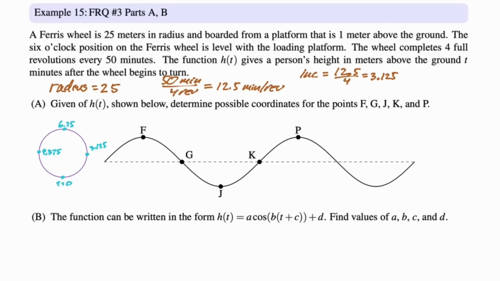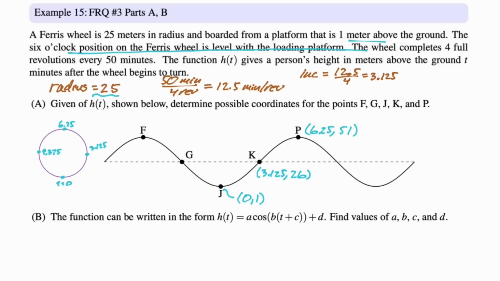I'm now going to take this information and create my ordered pairs. We know that at t equals 0, we're 1 meter above the ground. The 6 o'clock position, that doesn't really matter. It's just the bottom, right? So here's 0, 1. You just find the point that they're giving you. You know the increment, and now you just start labeling. If I go 1 increment to the right, I'm going to go up. How much am I going to go up? The radius is 25, so I will go to 3.125 and then 26, because it was at 1 and you went up 25. And then if I go 3.125 again, I'm going to end up at 6.25.